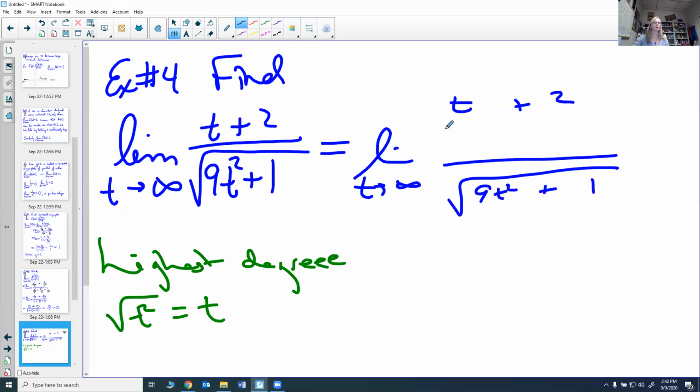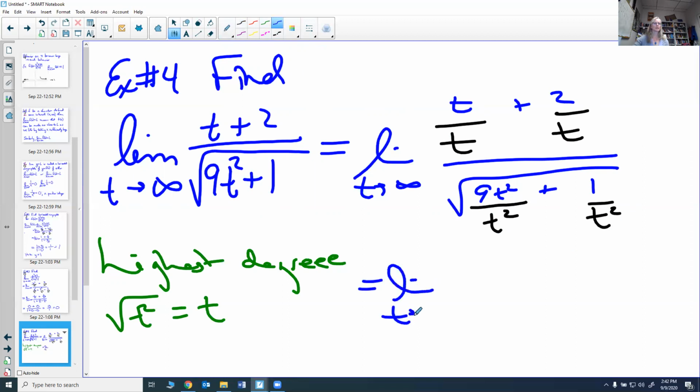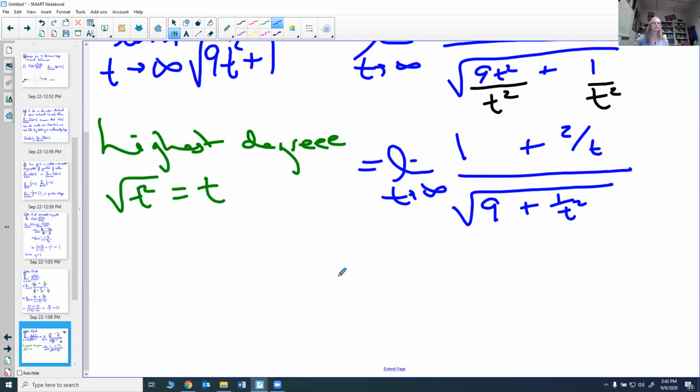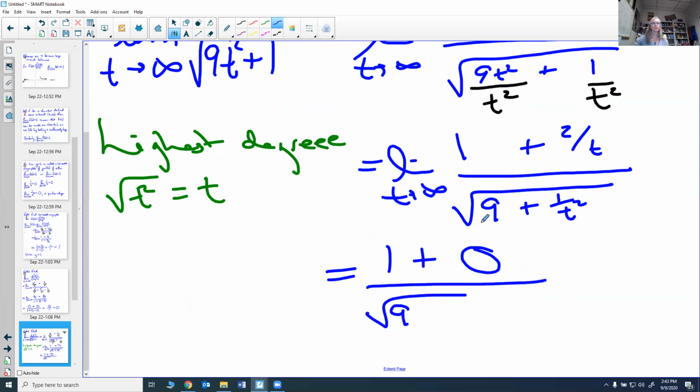But when you take that t into your square root, so we're going to divide by t, if I take this t inside the square root, it becomes t squared. So that gives me the limit as t goes to infinity of 1 plus 2 over t over the square root of 9 plus 1 over t squared. Now again, using your limit laws, take the limit of each piece. Limit of 1 is 1. Limit of 2 over t is 0. Limit of 9 is 9. Limit of a square root, you can take the square root outside of it, basically. And the limit of 1 over t squared is 0. So we get 1 over the square root of 9, which is 3. And so your limit is 1/3.